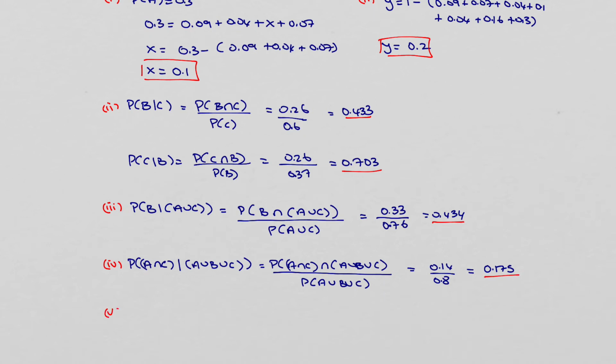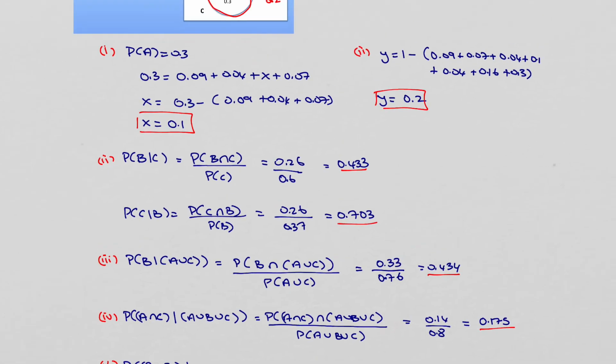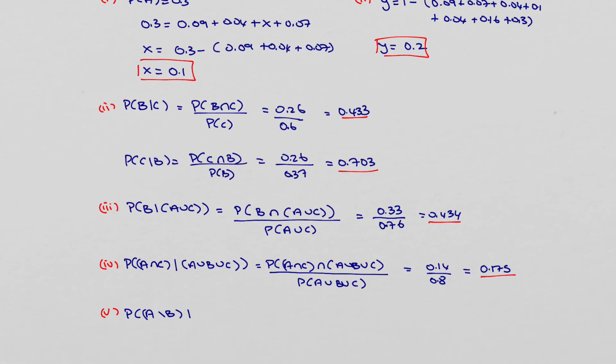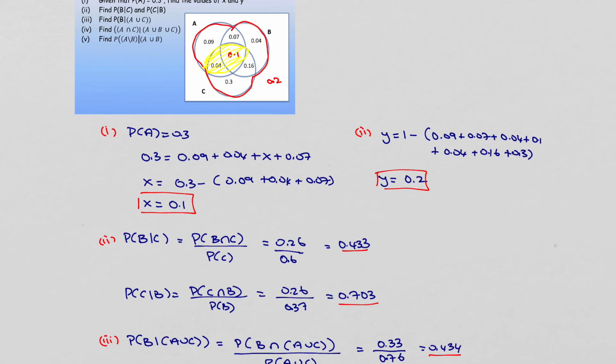So the last one then is the probability of A less B given that A union B has already occurred. So therefore that's going to be the probability of A less B intersection A union B all over the probability of A union B. Okay, so A less B, let's go back to our diagram.